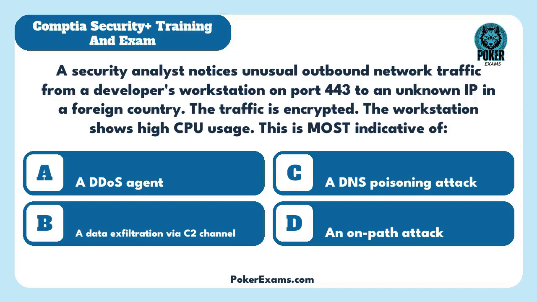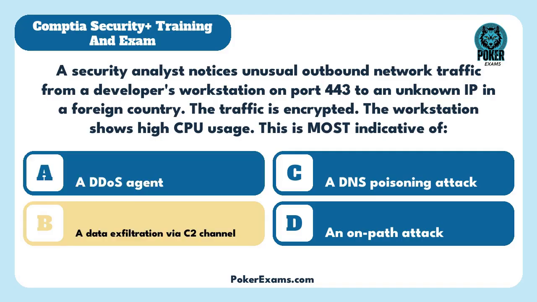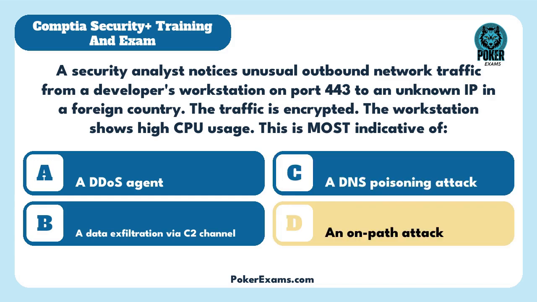Question 1. A security analyst notices unusual outbound network traffic from a developer's workstation on port 443 to an unknown IP in a foreign country. The traffic is encrypted. The workstation shows high CPU usage. This is most indicative of: A, a DDoS agent? B, data exfiltration via C2 channel? C, a DNS poisoning attack? D, an on-path attack?